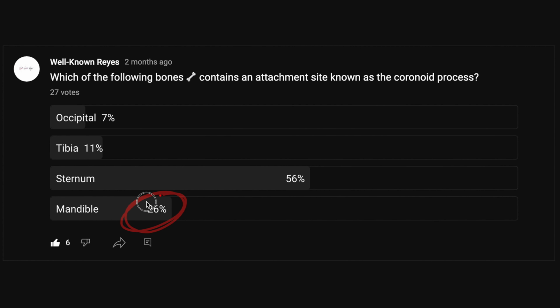So 26% of you got this answer correct. If you did not get this answer correct, I would encourage you to make sure you dive back into your textbooks and make sure you go over every single major muscle's origin, insertion, and action, as well as learn the bony features of the skeletal system.